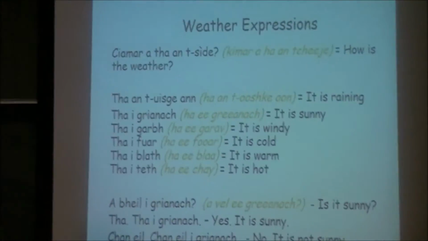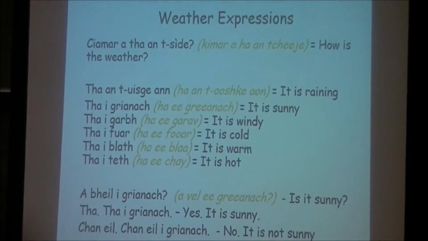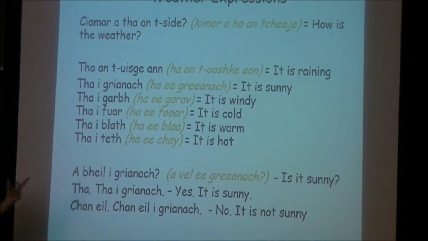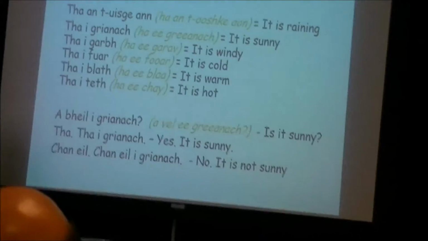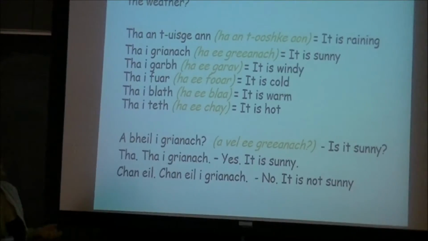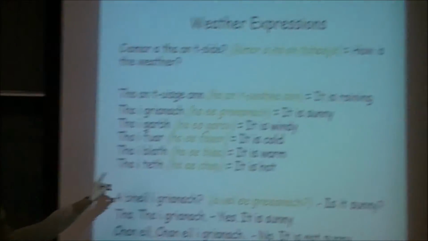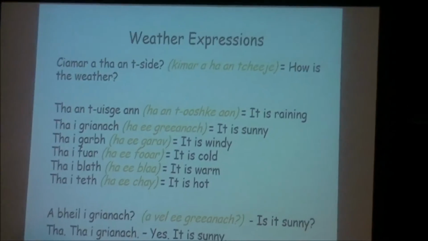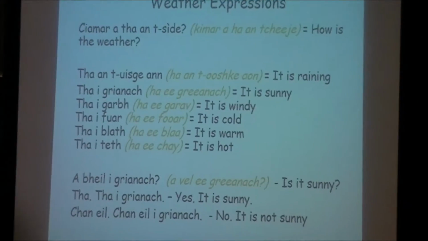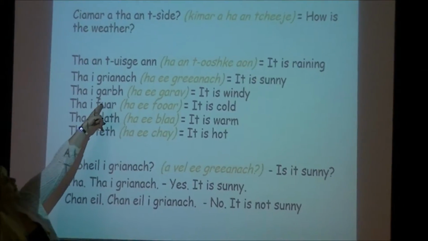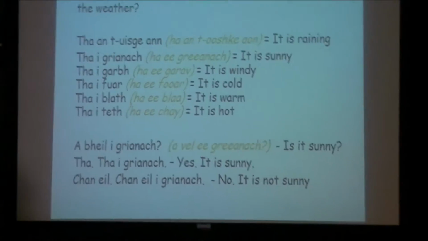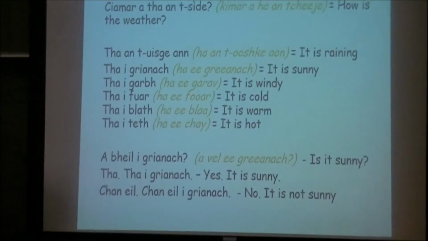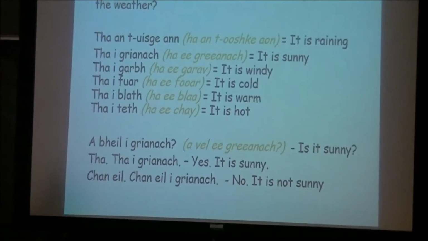Ha-i grianach, it's sunny. You have to get the CH sound at the end, grianach. It is windy. Ha-i garra. And this bit here, you get like an imaginary vowel in there, just because when it's an R and a BH together, it's easier for them to say garra.